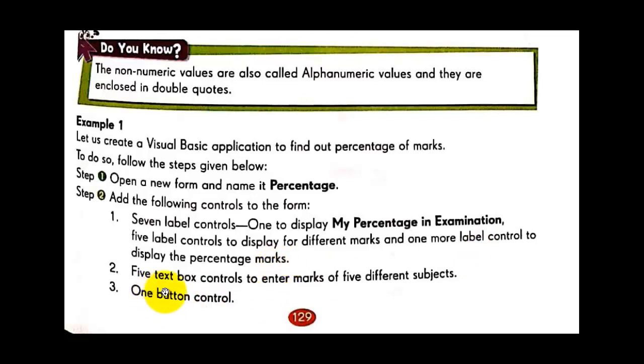Now, 5 text box controls to enter marks of 5 different subjects. For these 5 label controls to display different marks, we use 5 text box controls to enter marks. We have to enter the marks manually, the marks of 5 different subjects. For that we need 5 text box controls. One button control will be required.